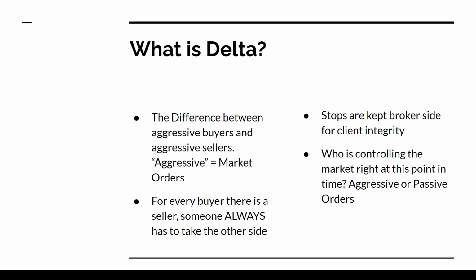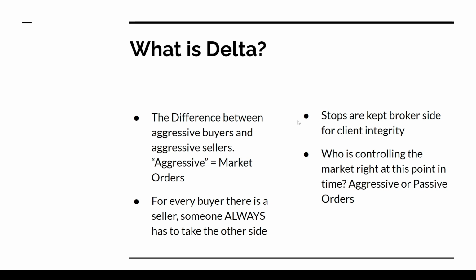The same thing applies to your stop order: when a stop order is triggered, someone needs to take the other side. And as we know, stop orders are kept broker side, for client integrity, so they are not visible on a depth of market. We'll see when we go through the charting examples whereabouts stop orders are likely to be positioned on a chart.